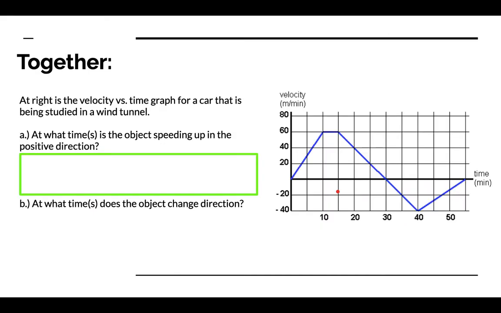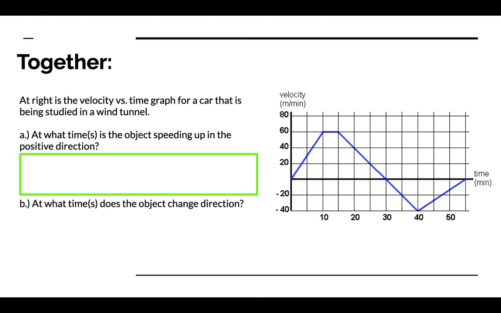So we can do a problem here together to explore what's happening, okay? On the right is a velocity versus time graph for a car that is being studied in a wind tunnel. Part A asks, at what times is the object speeding up in the positive direction? So there are two things we need to focus on here. Better said, actually three things.